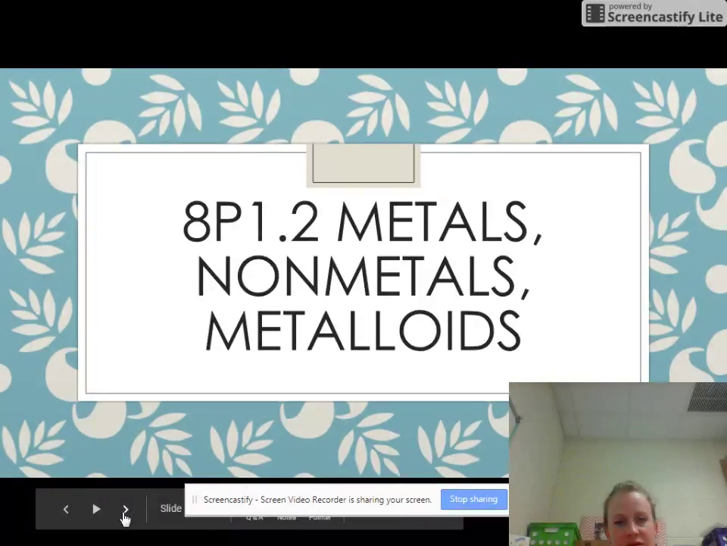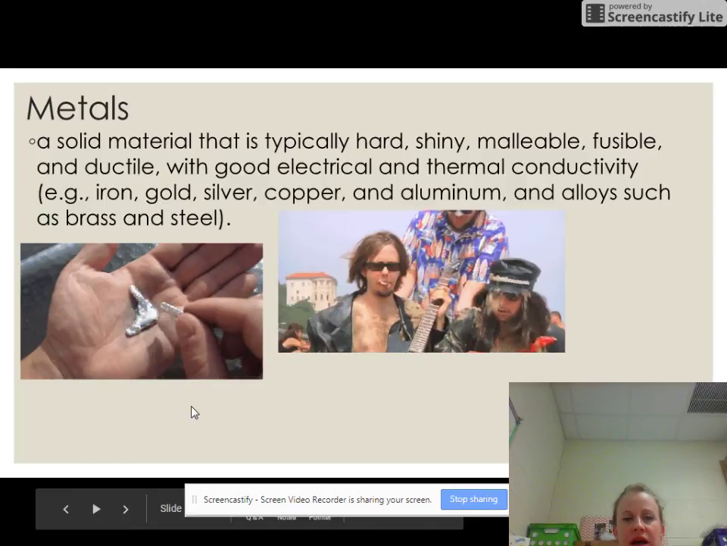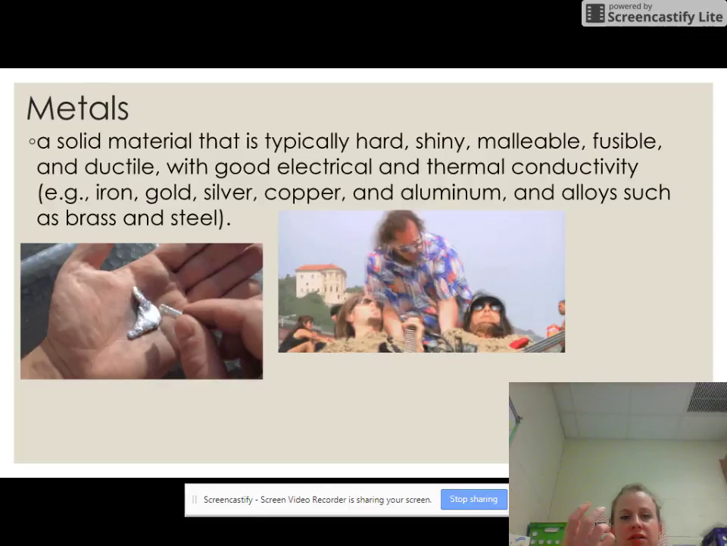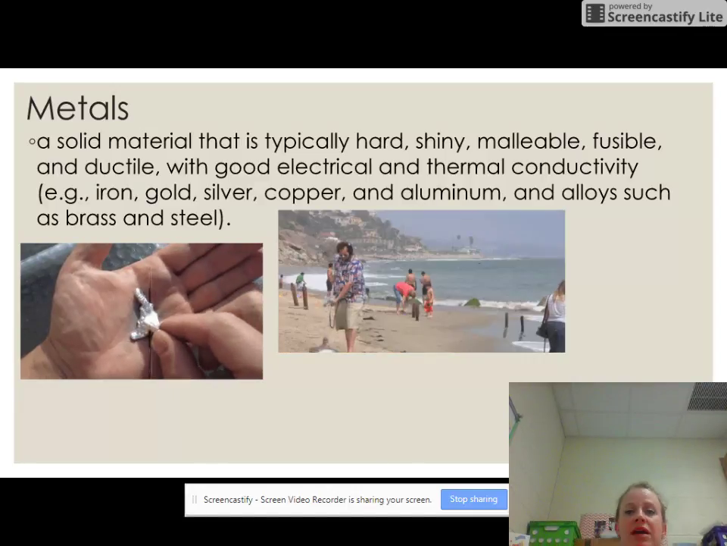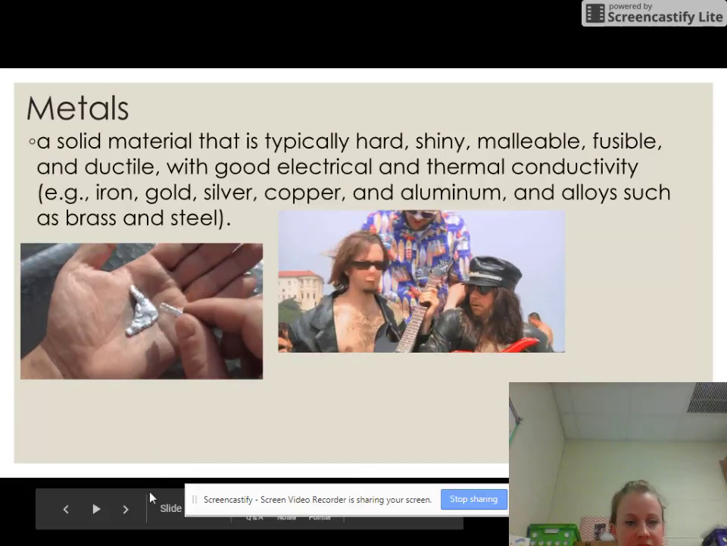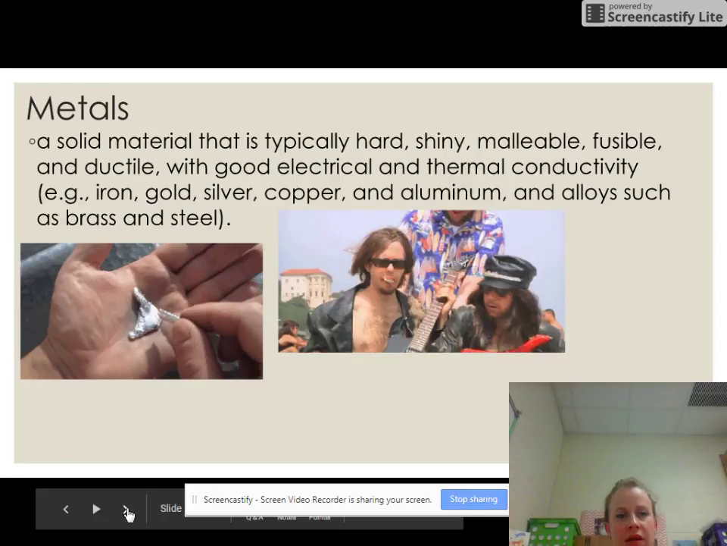All right, we have metals, nonmetals, metalloids. So metals are just, they're a solid material usually. They're shiny, they're hard, they're malleable, they're ductile. We'll talk about those words in a minute. And they're good conductors of electricity and heat. Some examples would be like iron, gold, silver, copper, aluminum.